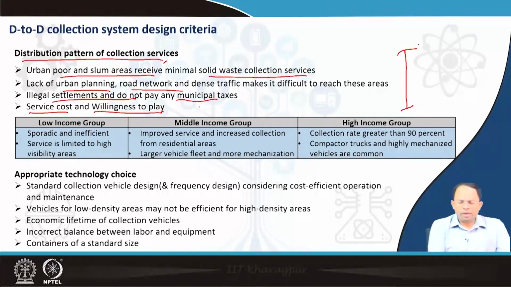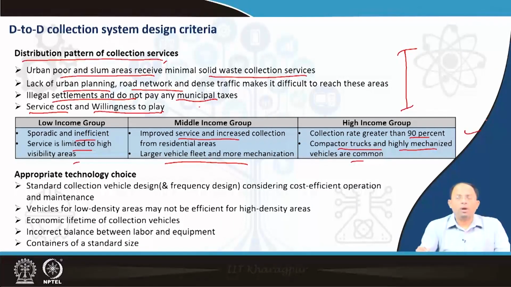So usually this is what we see: low income group areas, sporadic and inefficient collection, services limited to high visibility areas. Among these, of course, middle income group, improved service, larger vehicle fleet, more mechanization, whereas high income group, you see compactor trucks, highly mechanized vehicles, more than 90% collection rate. So usually that is what we observe, but of course we have to go for more equitable distribution of services. That should be one of the considerations when we design our door-to-door collection system.